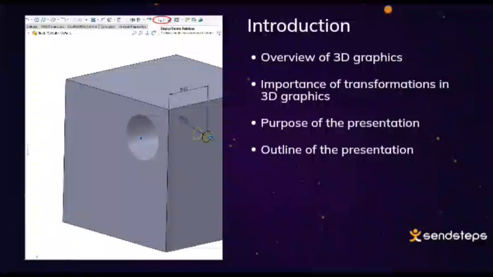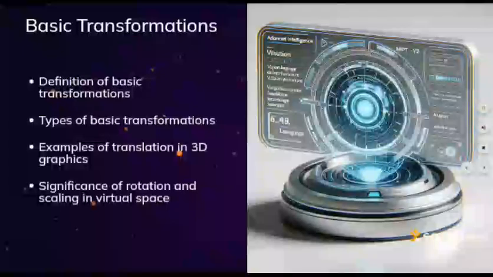Definition of basic transformations. Basic transformation in 3D graphics involves simple operations like translation, rotation, and scaling that modify the position, orientation, and size of objects. Types of basic transformations.